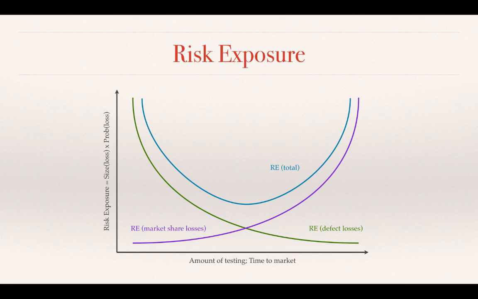That's the purple curve. The idea is that if you release your software too early, then you run the risk of people rejecting your product because it's so buggy. On the other hand, if you release your software too late, then you run the risk that people have already adopted your competitor's product. The blue curve, total risk exposure, is simply the sum of the green and the purple curves. Assuming that these risks are the only ones that go into total risk exposure, there's going to be some sweet spot in the middle where the total risk, though still present, is minimized.